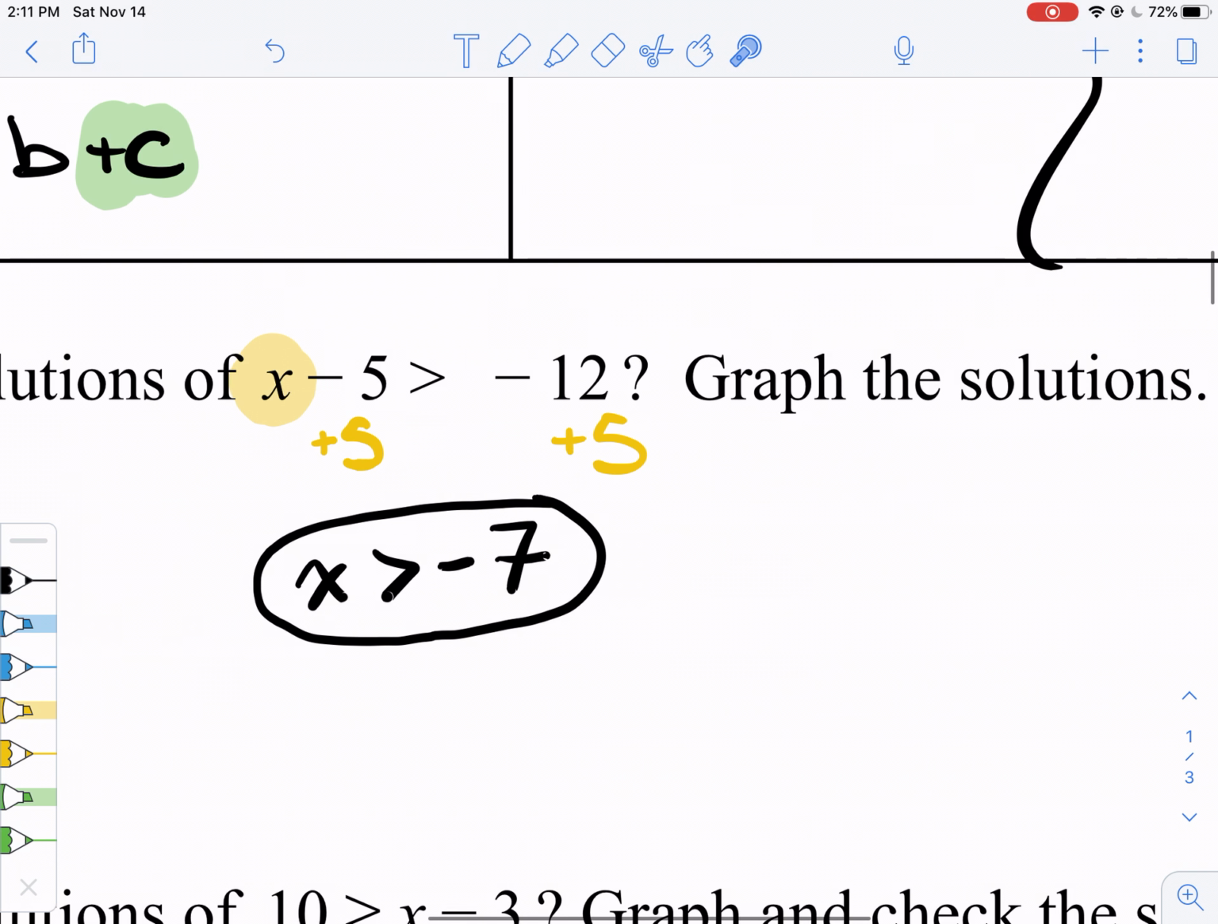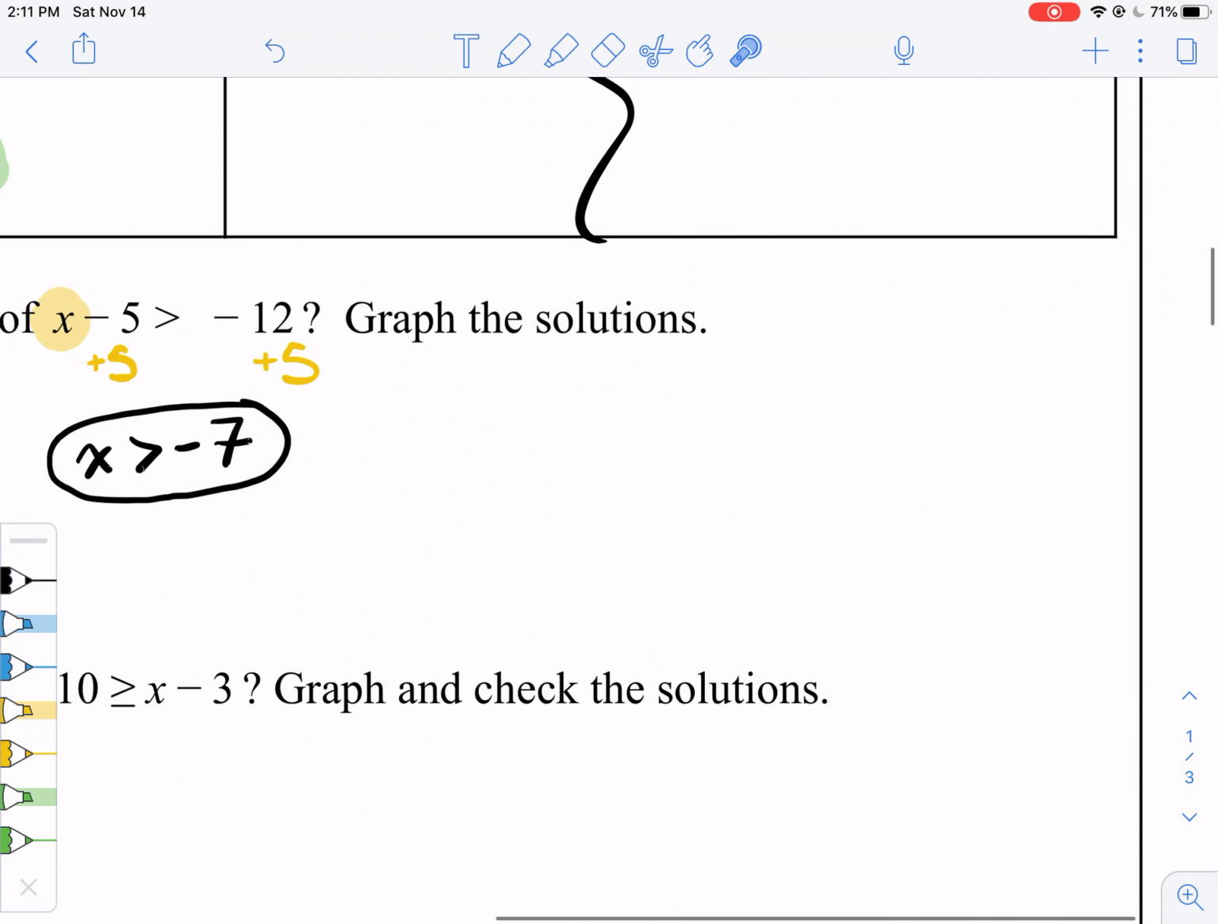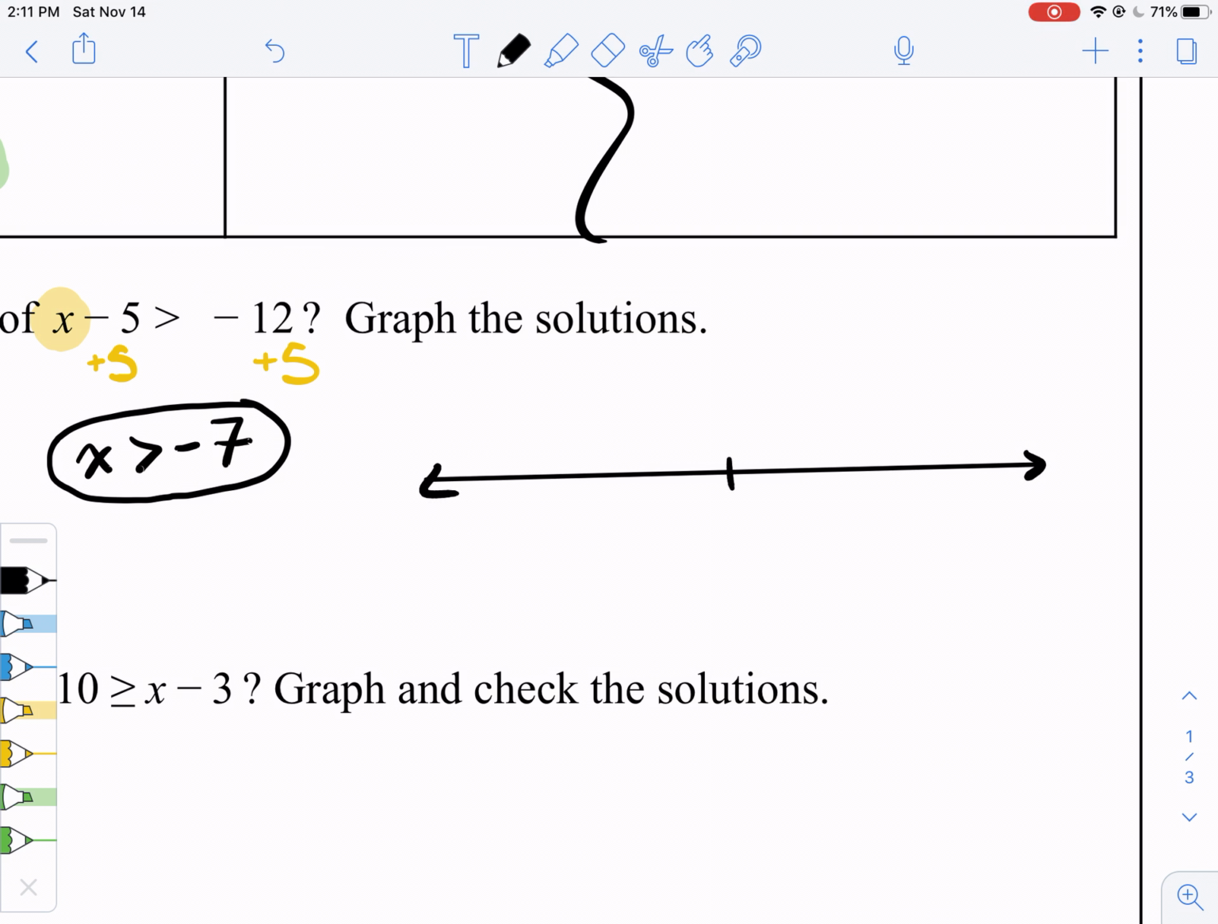But how do we graph this? We need to graph it on a number line, remember. So we draw a number line and we'll feature negative 7. And then you want to add some numbers around it: negative 6, negative 5, and then going down, negative 8, negative 9. And because we have strictly greater than, that'll give us an open circle at negative 7. And then any number greater than negative 7 puts us going to the right.